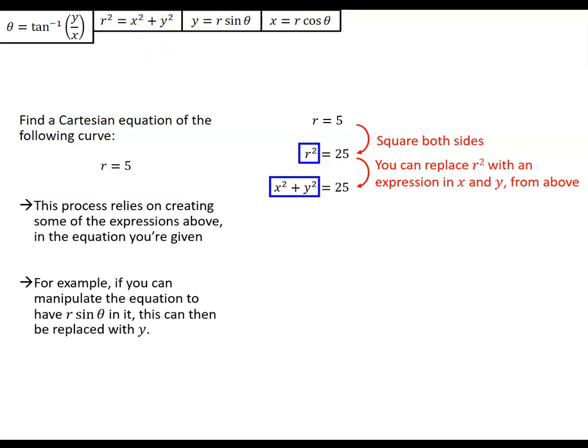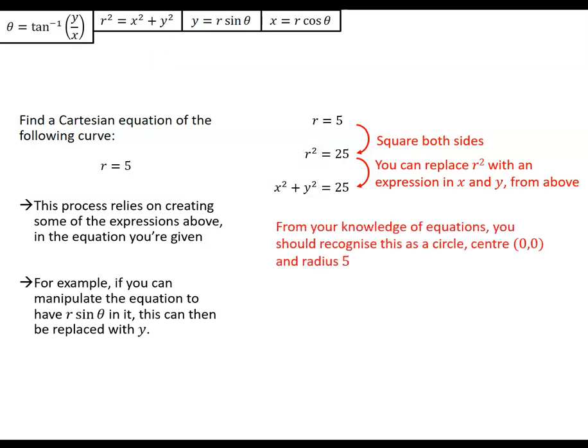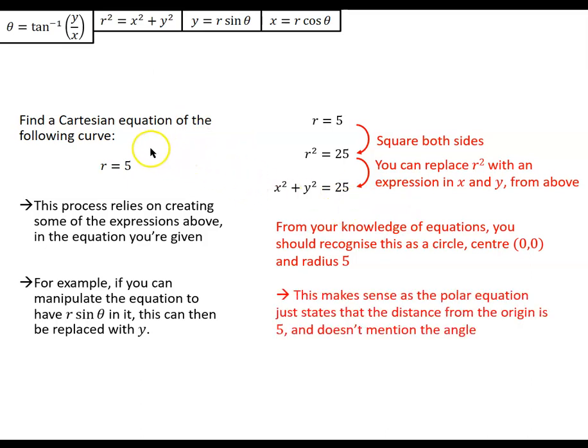Now, this you should recognise as a circle, which has a centre at the origin and a radius of 5, which is the square root of 25. This actually makes sense. If you think about this polar equation, it just says that the distance from the origin is 5. It doesn't mention the angle.